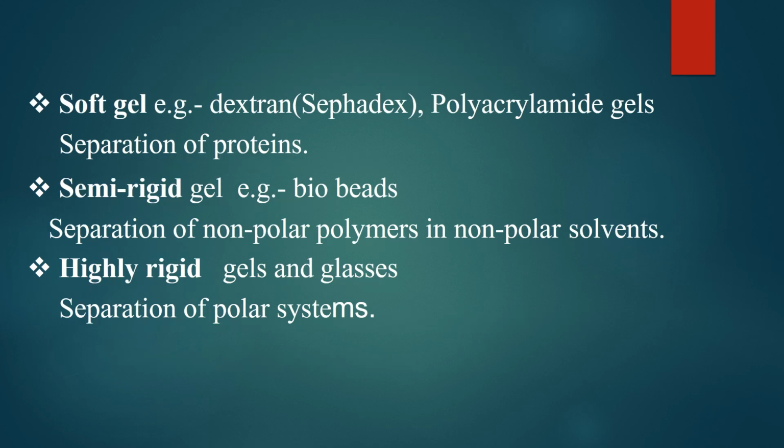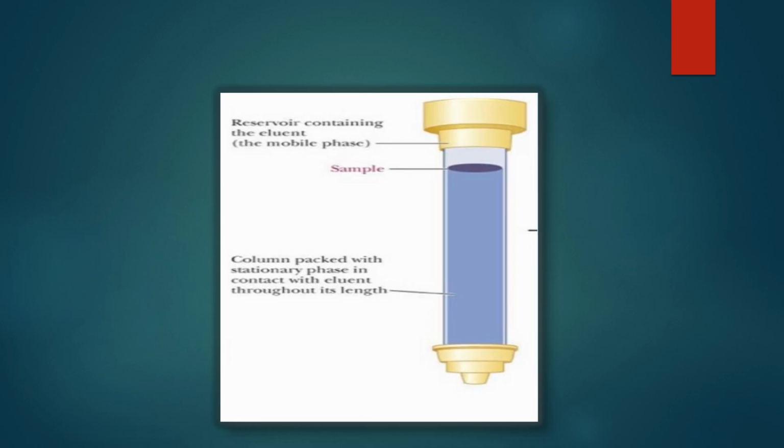Soft gel, for example dextran and polyacrylamide gels, for separation of proteins. Semi-rigid gel, for example biobeads, for separation of non-polar polymers in non-polar solvents. Highly rigid gels and glasses, for separation of polar systems.